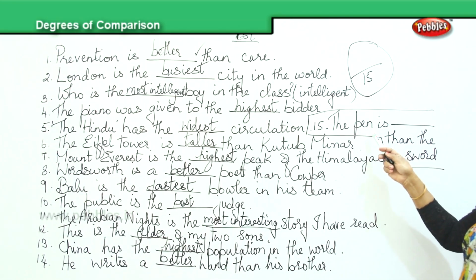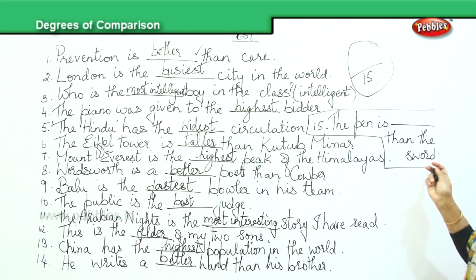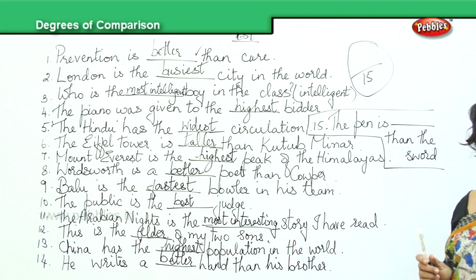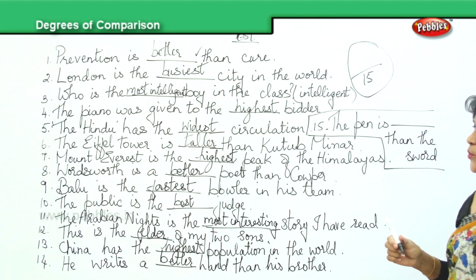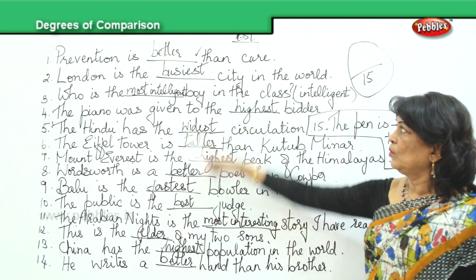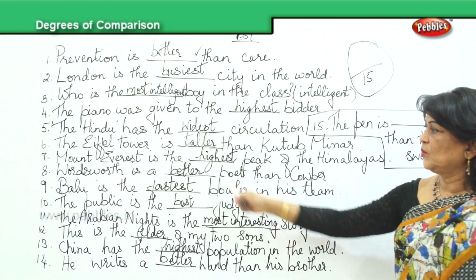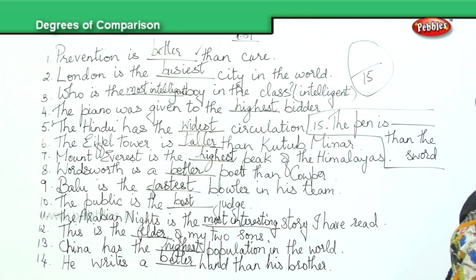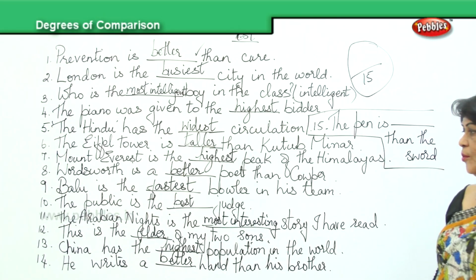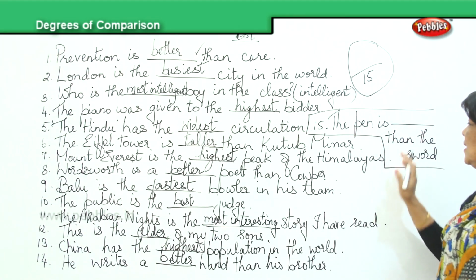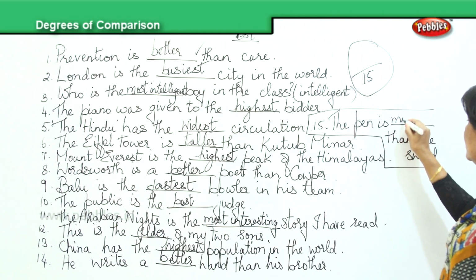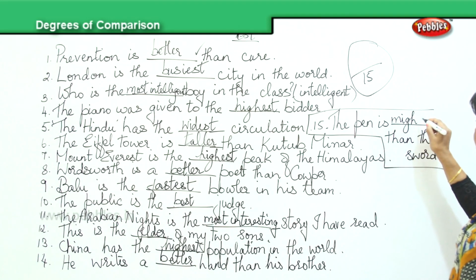Okay, the last one here, the pen is dash than the sword. So I just wanted you to know two different, here also we have Wordsworth is a better poet than Cowper, and okay, now we'll come to this. The pen is mightier than the sword.